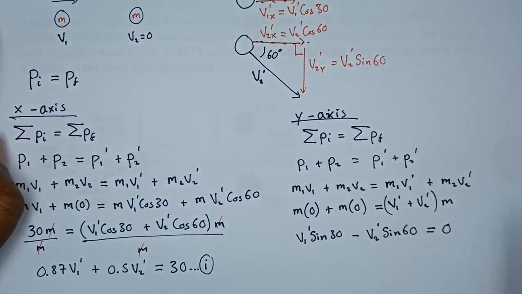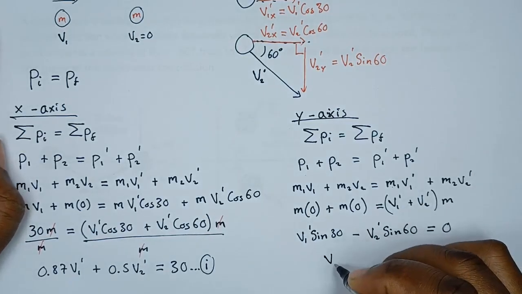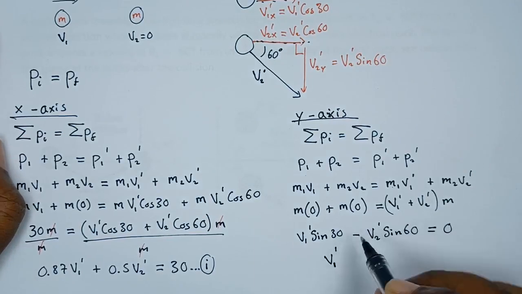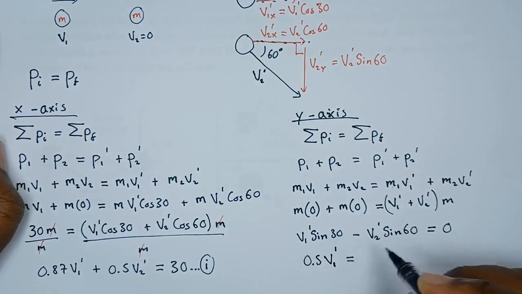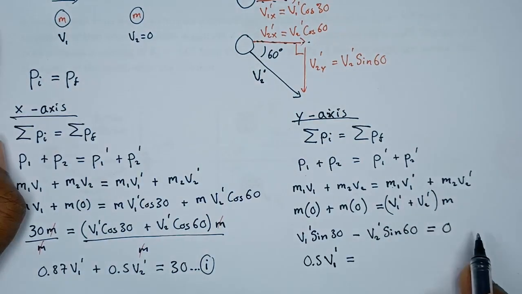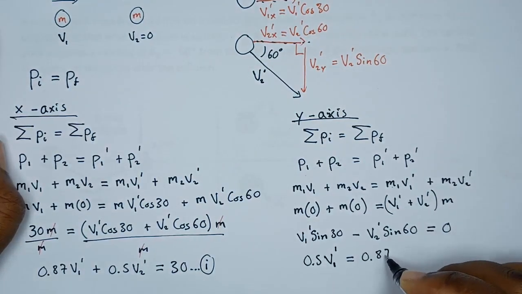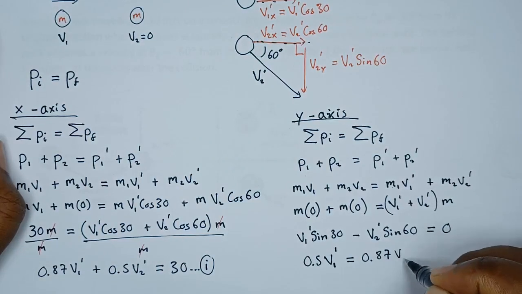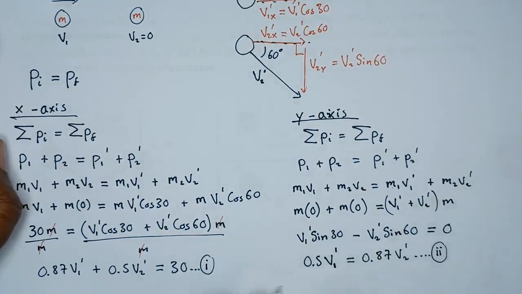So if this is the case now, we can simply push this to the other side so that we get v1 prime. Now, sine 30 is just 0.5, which is equal to the whole expression on the other side of the equation. Sine 60 is 0.87 v2 prime. So let's call this equation number 2. So we have equation 1 and equation 2. Let's see how we can solve them simultaneously.